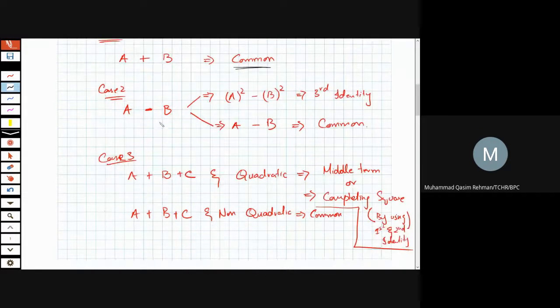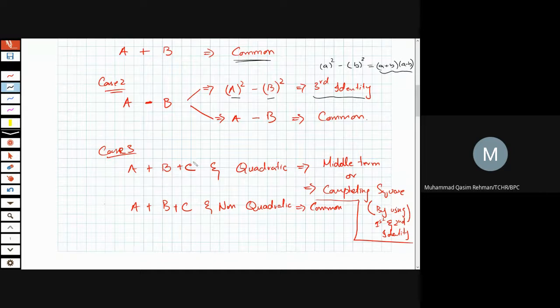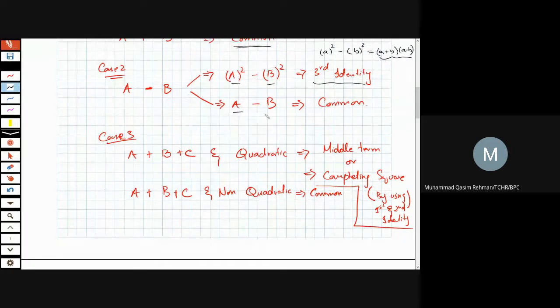Case two was if you have again two terms, but this time you have a negative sign between them. So the first priority would be that you will check if you can rewrite each term as a square of any particular number. Then you will apply the third identity, which was if you have a squared minus b squared as an expanded form, then you will be doing (a plus b) times (a minus b). This is how the factors will look. And if you are not able to rewrite each term as a square of something when you have a negative sign between them, then you will simply go for a common.